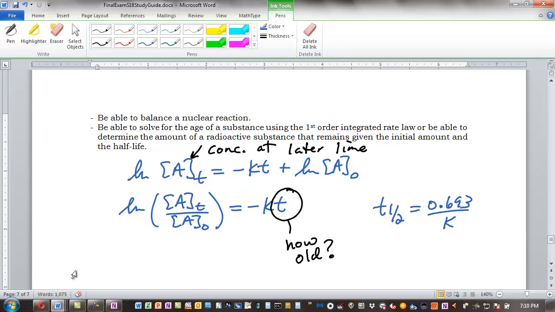Okay, yeah, I know this one. That's 6. Okay. And then this form of the equation, I think, is easier if you're asked to solve for time. And with radioactive decay, it would be, how old is something? Right. And you would solve for time.